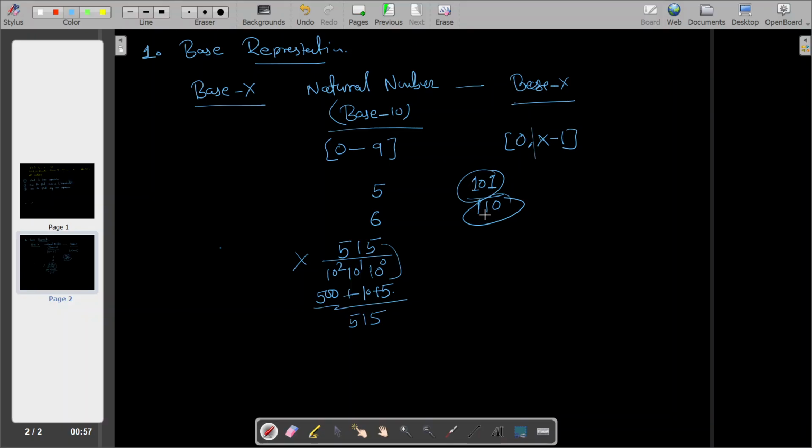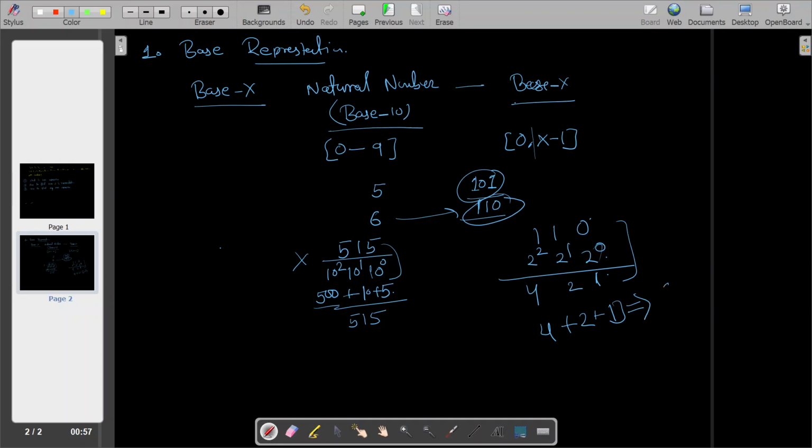In the same way, take the binary representation of 6. So this is 2 to the power 0, 2 to the power 1 and 2 to the power 2. 2 to the power 0 is 1, this is 2 and this is 4. Here it is 0, so we multiply and get 0. So this is the same. Okay, you got my point. We represent the same number but we use different digits, a limited set of digits. So this is one thing.